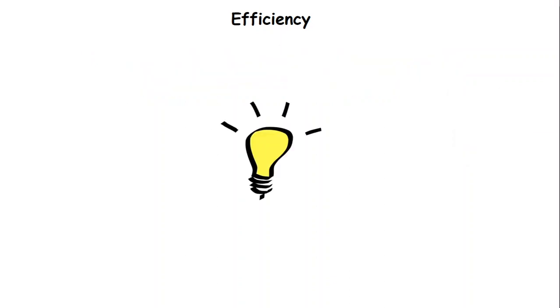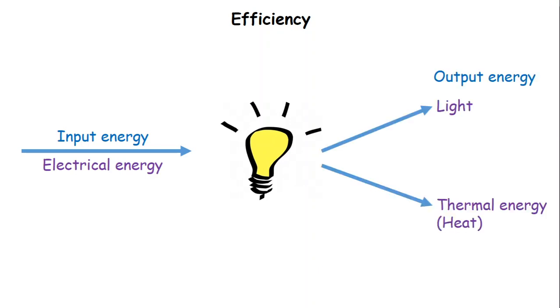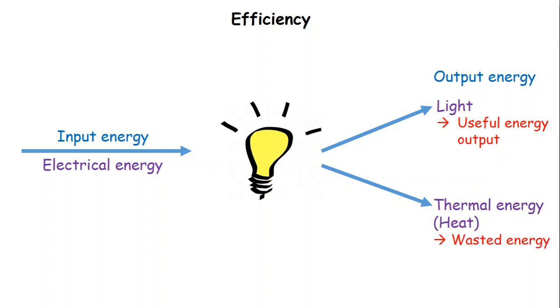So let us look at the light bulb in more detail. The input energy for this light bulb is electrical energy, and the output energy, the energy that we get out, is light energy, but also thermal energy or heat. Now, out of these two output energies, light would be the useful energy output because that is the form of energy we actually want to use when we switch on a light bulb, and thermal energy would be the wasted energy. We don't actually use this form of energy here.